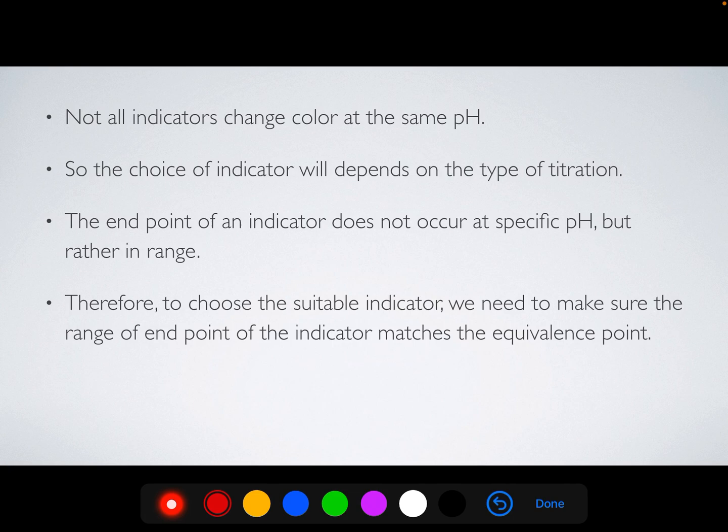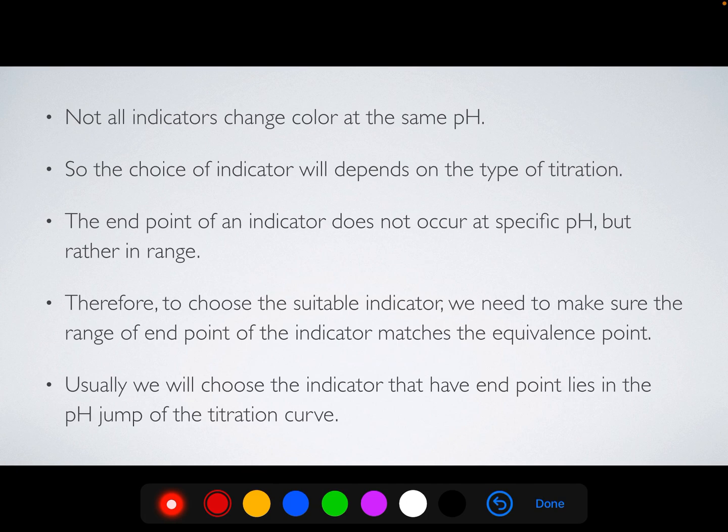So nak cari indikator yang sesuai untuk type of titration yang sedang berlangsung, kita kena matchkan pH range kita punya indikator tadi, okay, dengan kita punya equivalent point. So kita punya equivalent point tu sepatutnya match dengan range of pH yang indikator kita tadi boleh berubah warna. Okay, so usually we will choose the indicator that have endpoint lies in the pH jump of the titration curve.